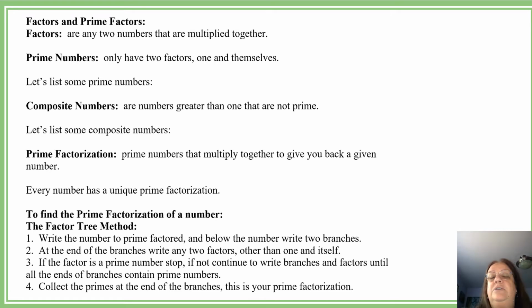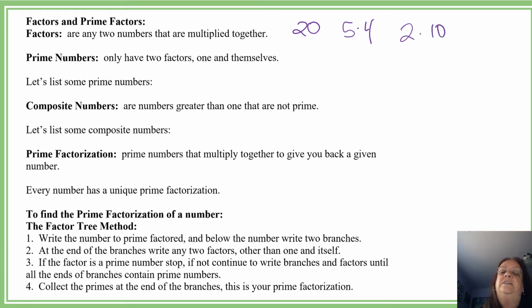Factors are any two numbers that are multiplied together. So factors of 20. Well, 5 times 4. Those would be factors. 2 times 10. Those would be factors. And actually, 20 times 1. So you really have 3 sets of factors, 3 possible ways of getting a 20.